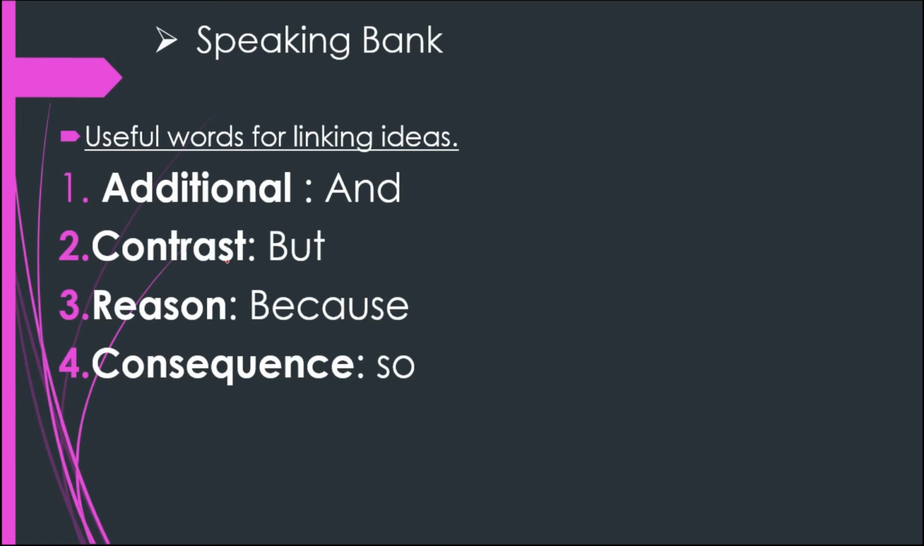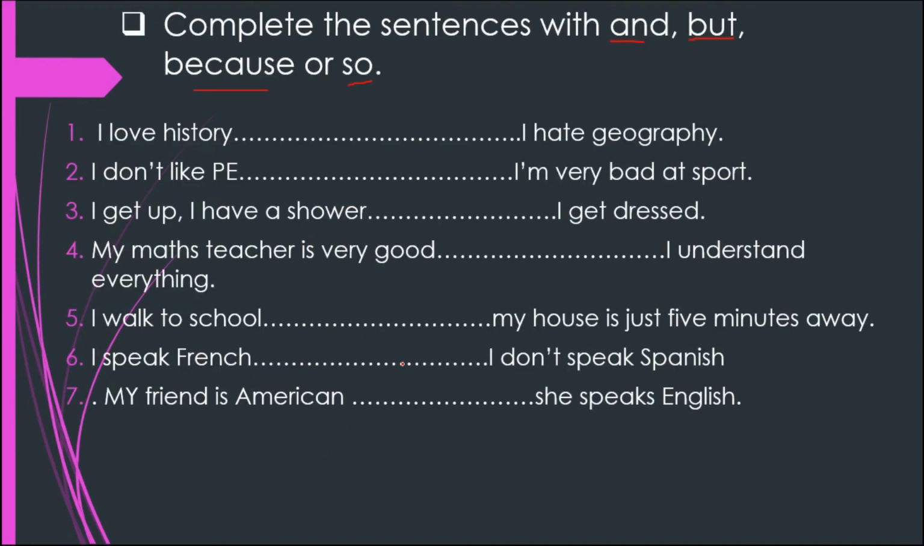And next is contrast. Contrast is the word but. It talks about something that you don't like, where you want to contrast. For example, like in the conversation, he likes something but he doesn't like something else. Then because shows the reason. And the last is consequence. You show the result. So let's start to see together.